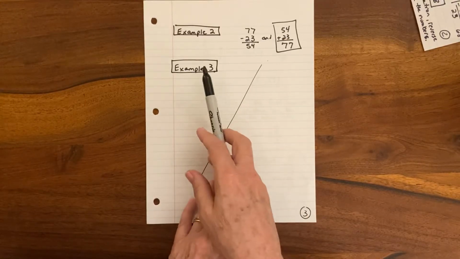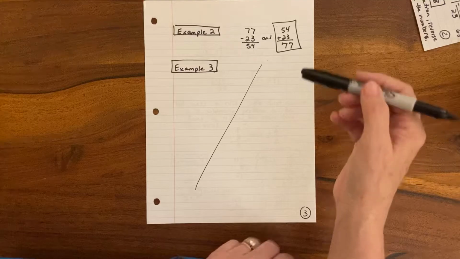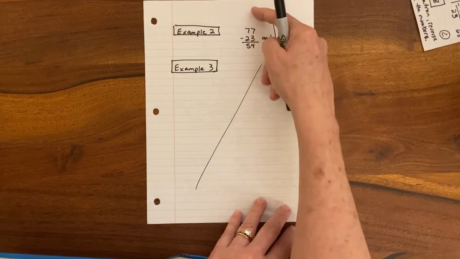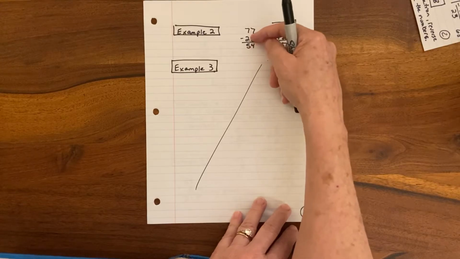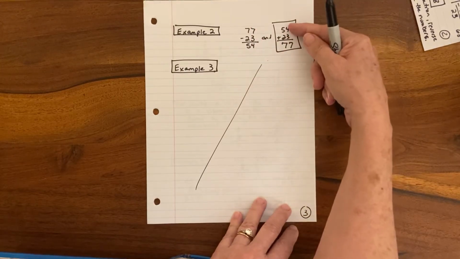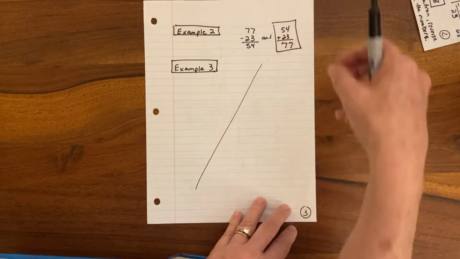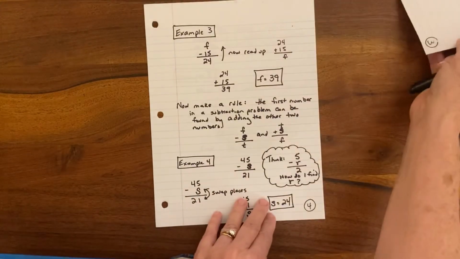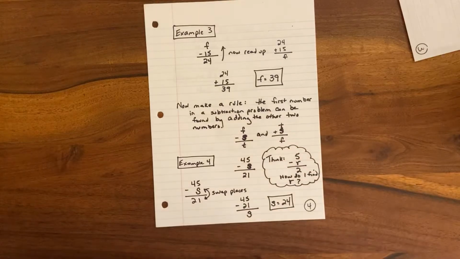So example 2 is the same idea. If they want me to make an addition problem, I'm going to read up. 54 plus 23 is 77. The same idea, okay? Example 3, we're going fast, but I think you've got this stuff.